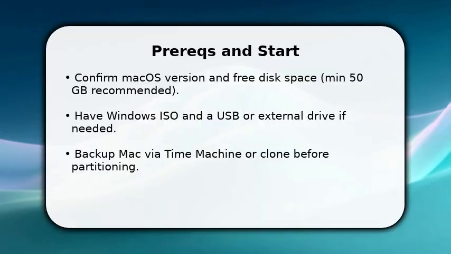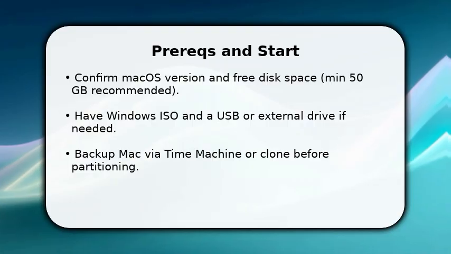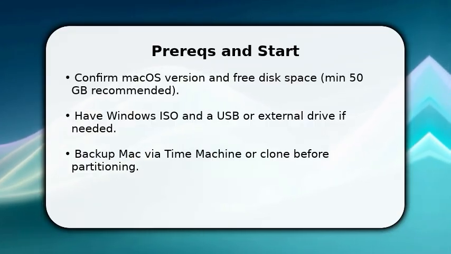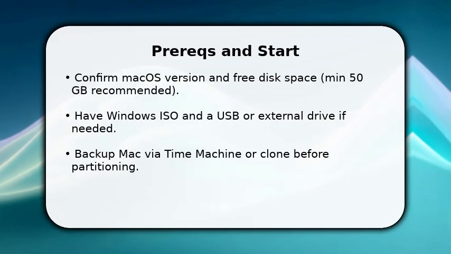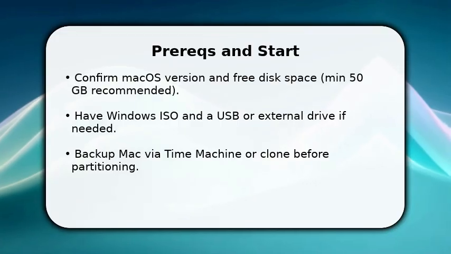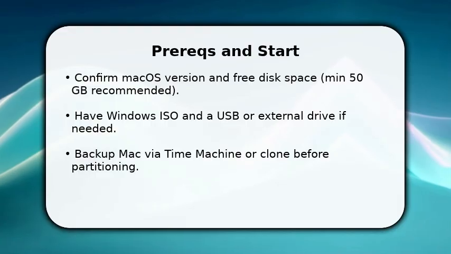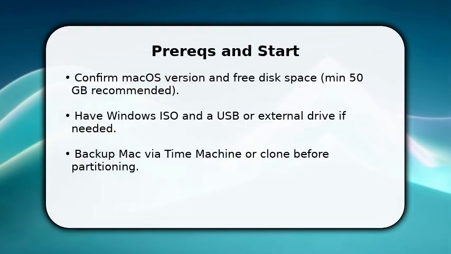You begin by confirming the essentials. Check macOS version and ensure at least 50 GB free. That avoids immediate failures. Once done, locate a Windows ISO and decide whether you'll use a USB installer or the built-in assistant. Use a USB if your Mac is older. Make a full backup with Time Machine or a clone so you can revert if partitioning or installation goes wrong.